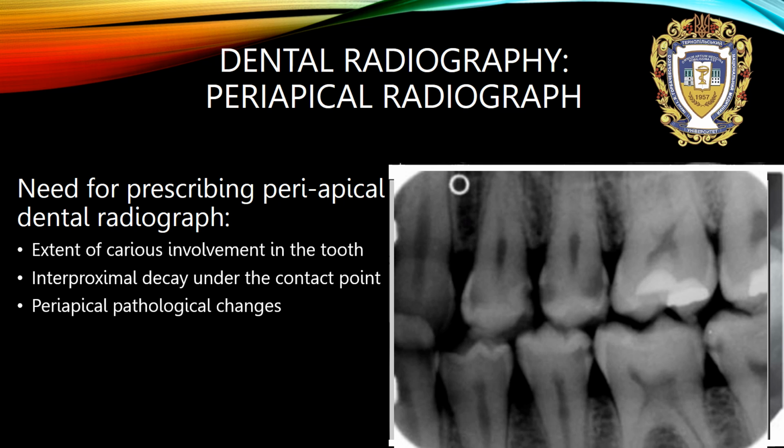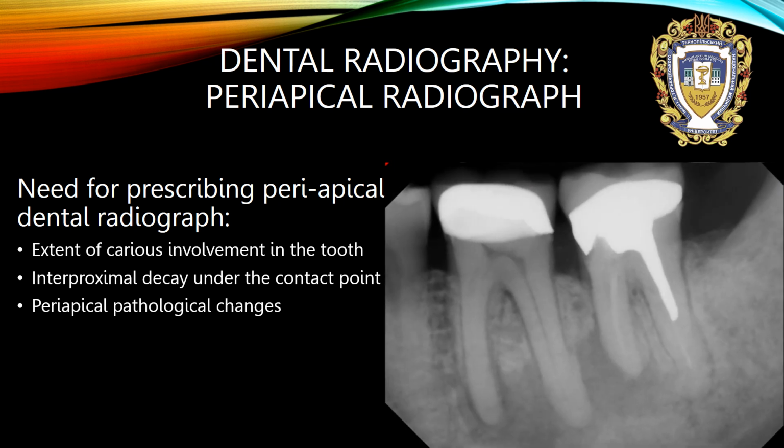Another reason to do periapical dental X-rays is to look for periapical pathological changes. As you can see, the patient has a big periapical cyst. The reason for it is unsatisfactorily treated mesial canals in tooth number 3-7.